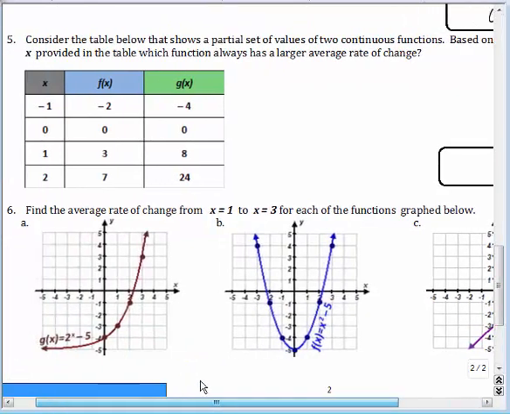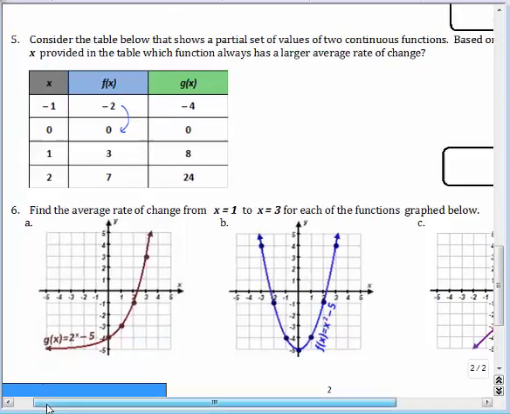It says, consider the table below, which shows a partial set of values of two continuous functions. Based on the x provided in the table, which function always has a larger average rate of change? Well, we can kind of just look at the rate of change between each of these. So from -2 to 0, the rate of change, it jumped by 1 here. So you can see the x's are always jumping by 1.